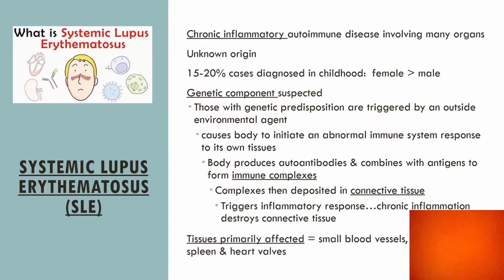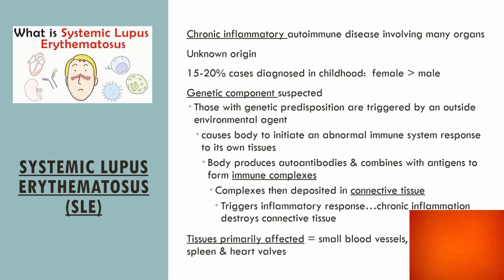So let's talk about another childhood autoimmune disorder, and that is systemic lupus erythematosus. We do see that in the adult population, but we do see it about 15 to 20% of the time it's diagnosed in childhood. So lupus is a chronic inflammatory autoimmune disorder.